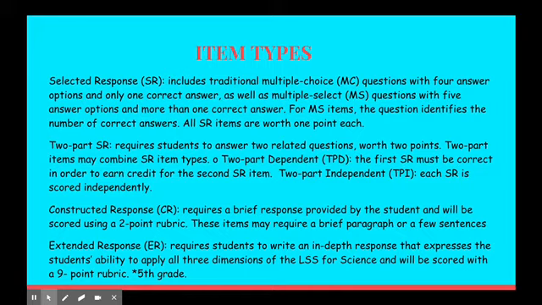Constructed response requires a brief response provided by the student and will be scored using a 2-point rubric. These items may require a brief paragraph or a few sentences. Extended response requires a student to write an in-depth response that expresses the student's ability to apply all 3 dimensions of the LSS for science and will be scored with a 9-point rubric.